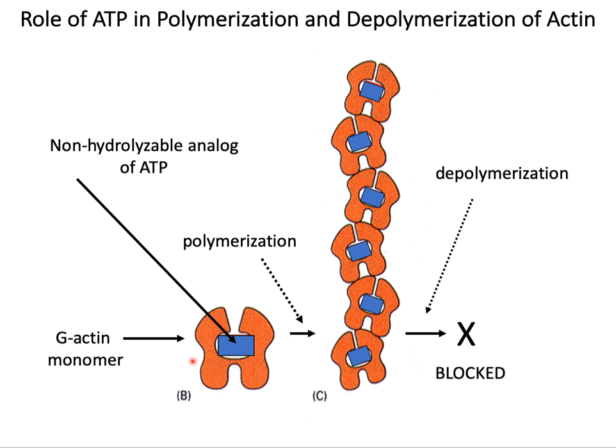Then these ATP analog charged G-actin molecules were allowed to polymerize in a test tube, and then they were allowed to depolymerize. What the cell biologists discovered was that they could still get polymerization of G-actin monomers that harbored the analog of ATP, but they could no longer get depolymerization. This suggests that ATP must be hydrolyzed, so ATP hydrolysis plays an important role in the depolymerization of actin filaments, but not in the polymerization of actin filaments.